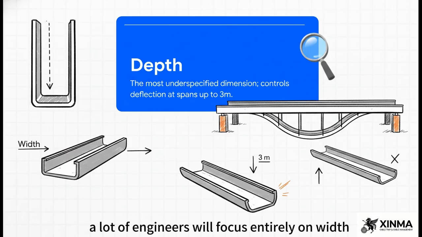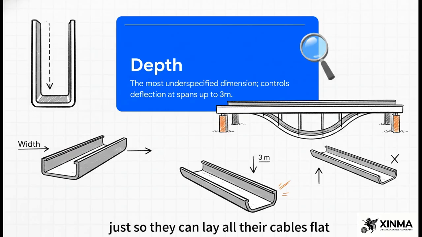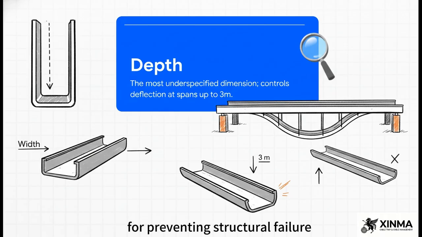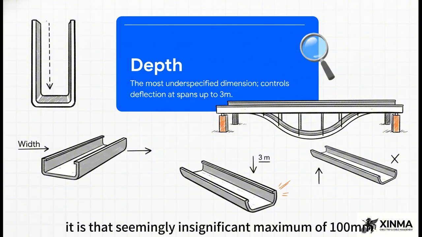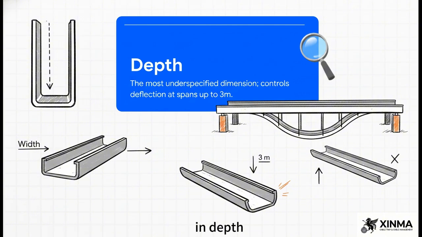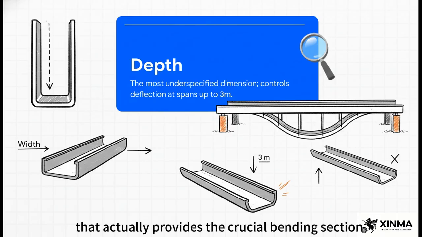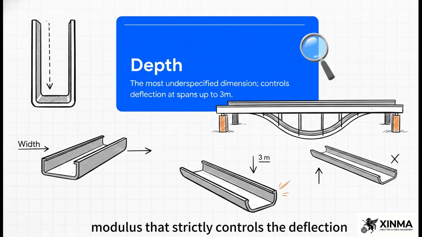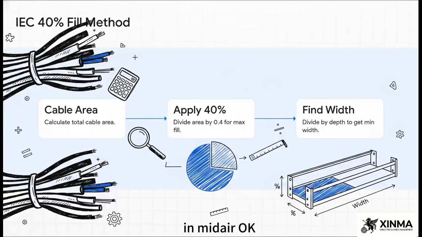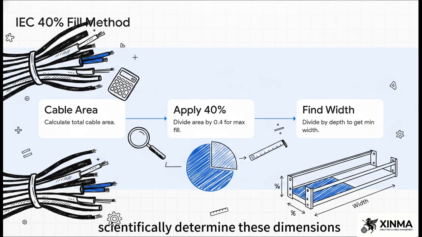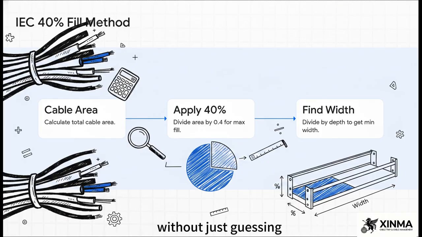A lot of engineers will focus entirely on width just so they can lay all their cables flat, but depth is absolutely crucial for preventing structural failure. When your support spans reach up to 3 meters, it is that seemingly insignificant maximum of 100 millimeters in depth that actually provides the crucial bending section modulus that strictly controls the deflection and prevents your tray from dangerously bowing in midair.